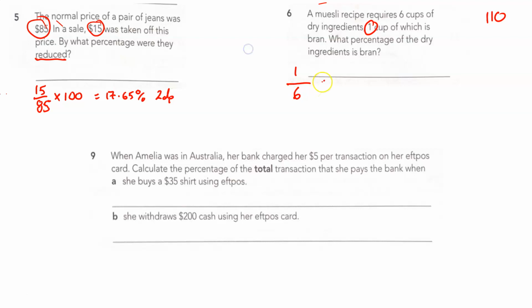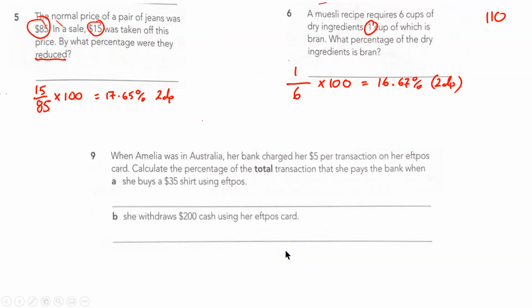And then we times that by 100. So 1/6 times 100 equals 16.67% to 2 DP. So again, find the fraction, times it by 100, and that's the answer.